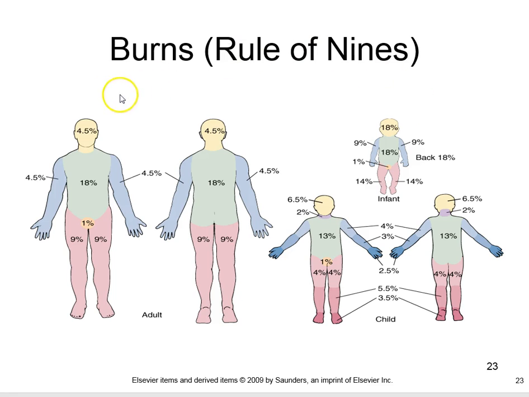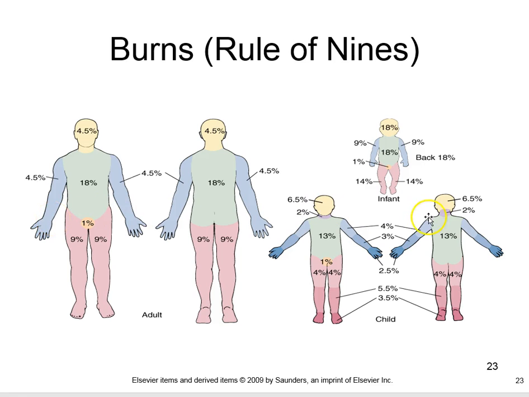So the rule of nines, okay, so the head in total is 9%. The anterior trunk is 18%. Okay, the posterior trunk is 18%. The perineum is 1%. The front of the legs are 9%, and the back of the legs are 9%. Okay, and so the front of the arm is 4.5 and the back of the arm is 4.5. Okay, so the entire arm is 9%.